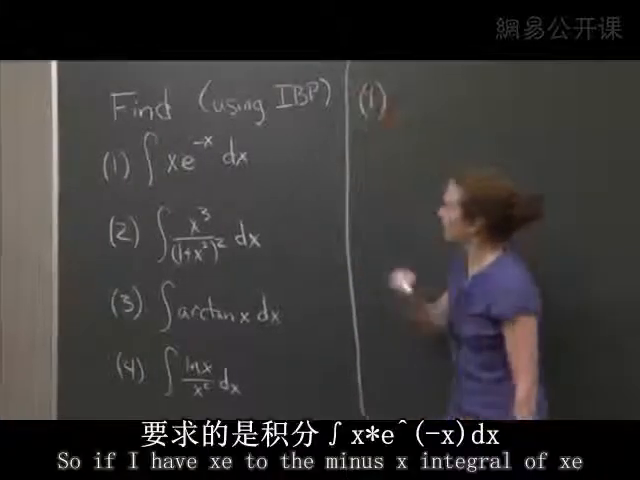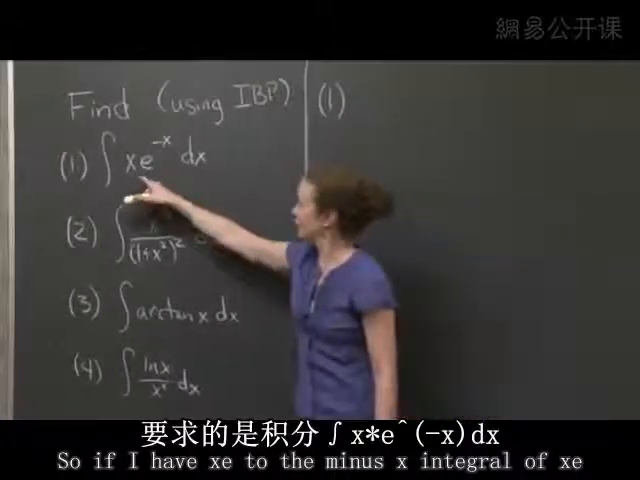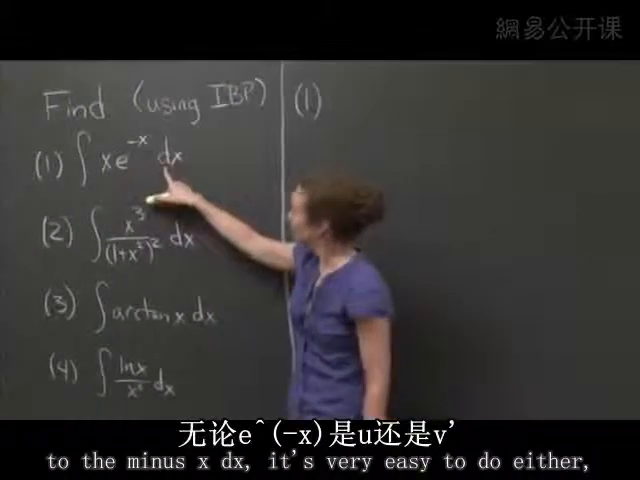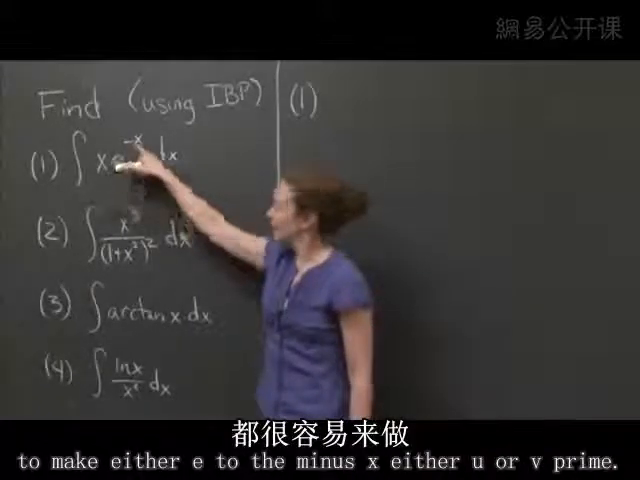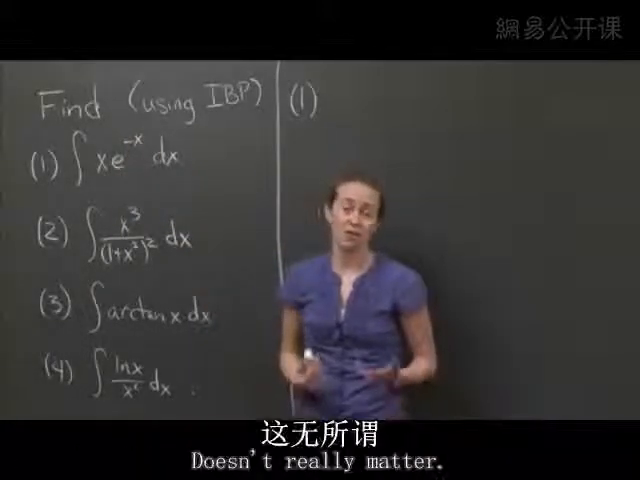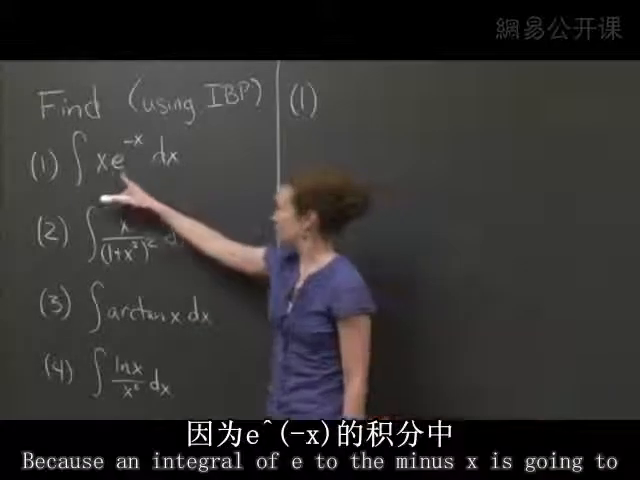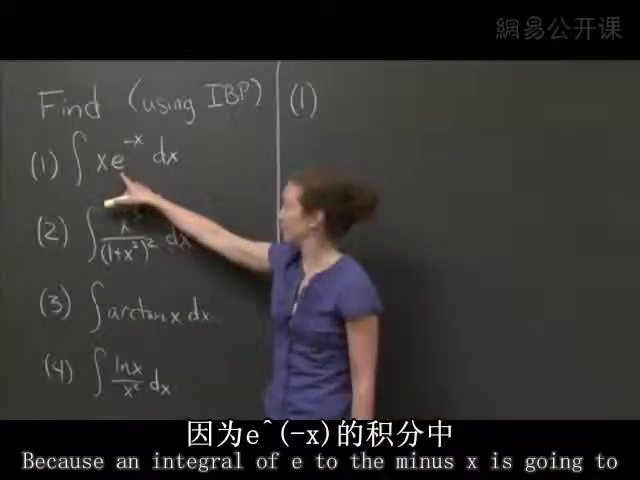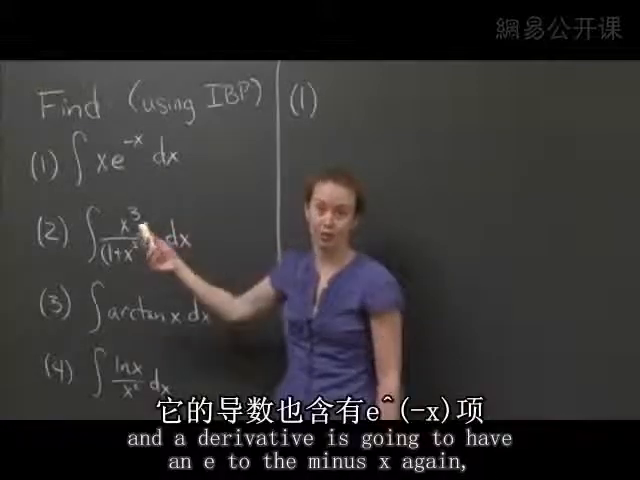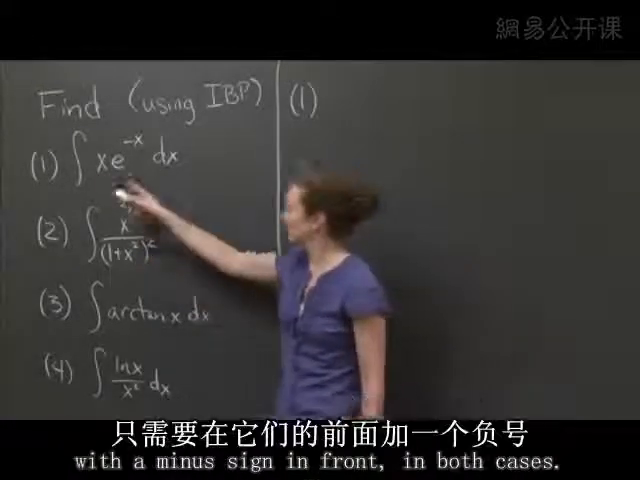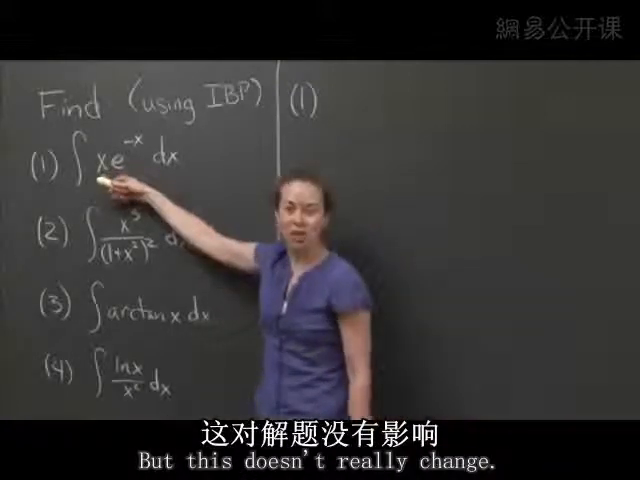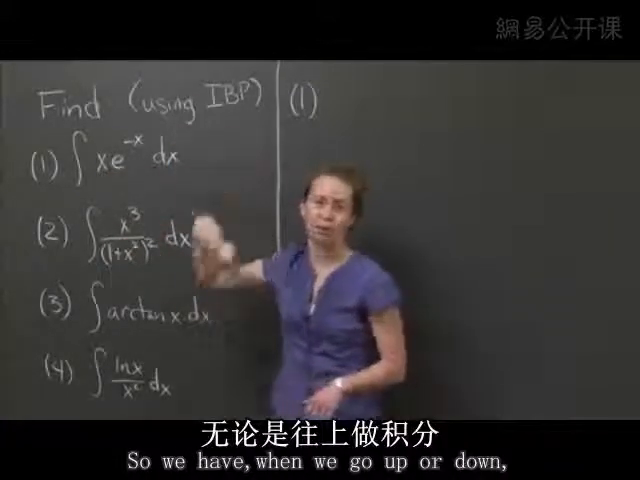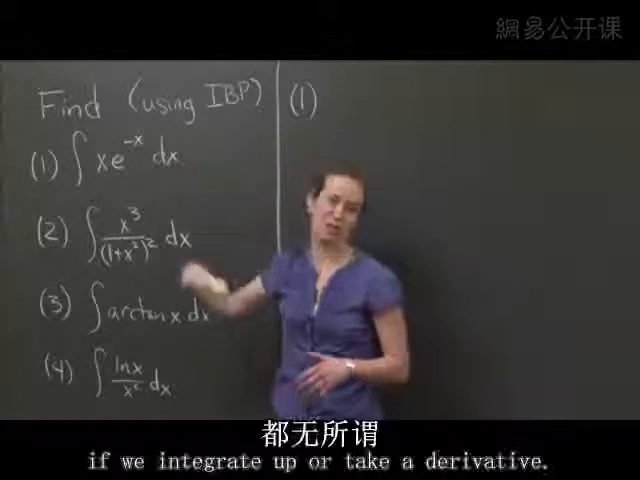So if I have the integral of x e to the minus x dx, it's very easy to make e to the minus x either u or v prime. It doesn't really matter, because an integral of e to the minus x is going to have an e to the minus x again, and a derivative is going to have an e to the minus x again with a minus sign in front in both cases. But this doesn't really change. So when we go up or down, it doesn't really matter if we integrate up or take a derivative.